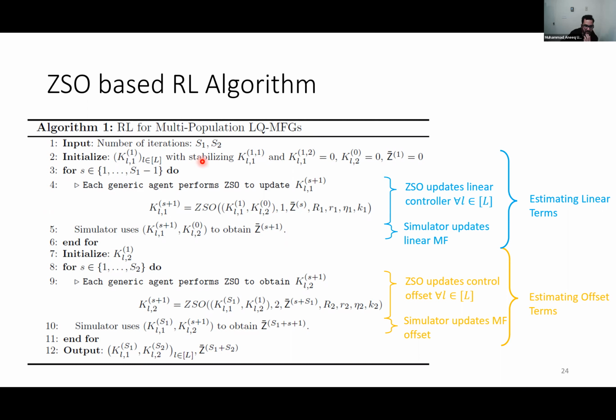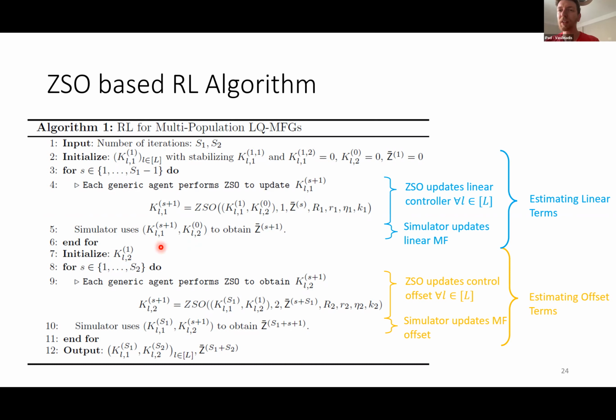So to answer your question, we absolutely do need a stabilizing controller for the linear part. And for the offset, we can start with anything. I think we can start with the normal initialization; we haven't studied what the best initialization is. That would be an interesting idea, but we haven't studied that. But you can initialize with basically anything for the offset.